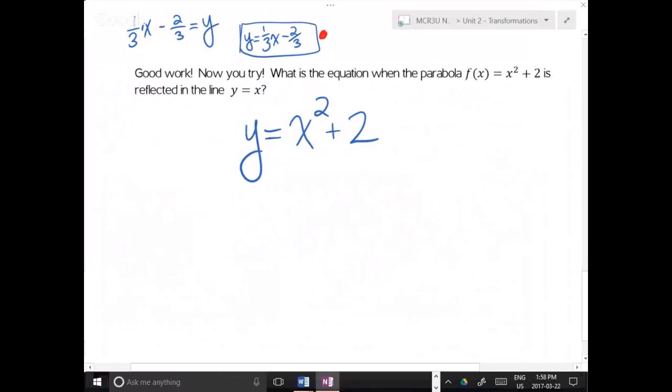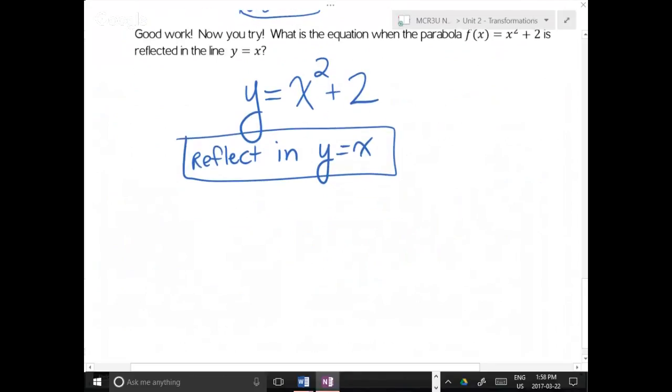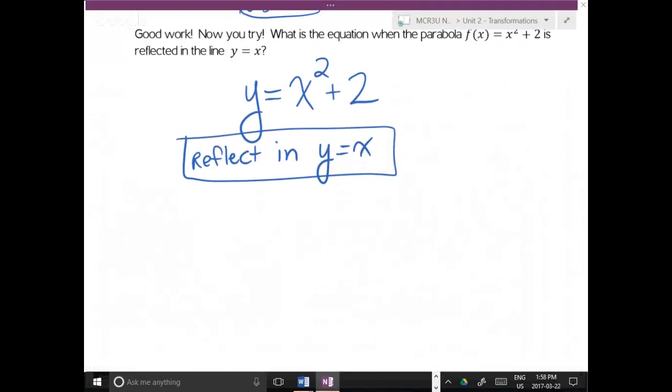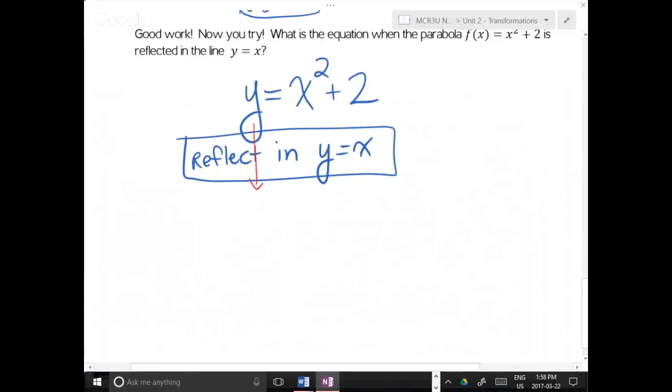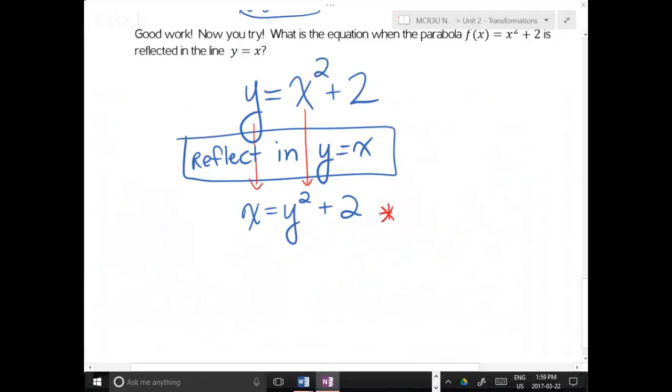Okay, so when we reflect this in y equals x, what do we have to do? That's right. Y's become x's, x's become y's. So what am I putting here? X equals y squared plus 2. Great. And now we're just going to solve for x.